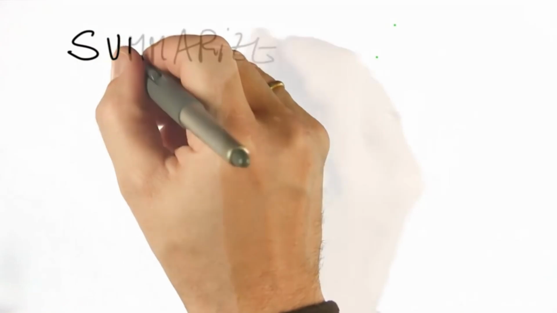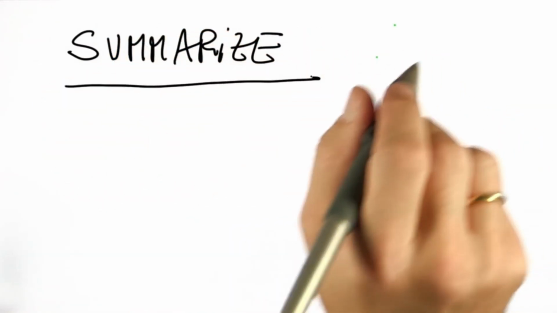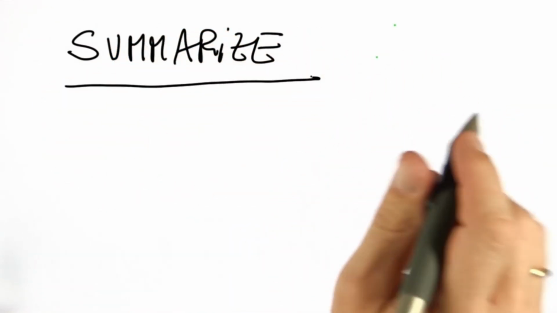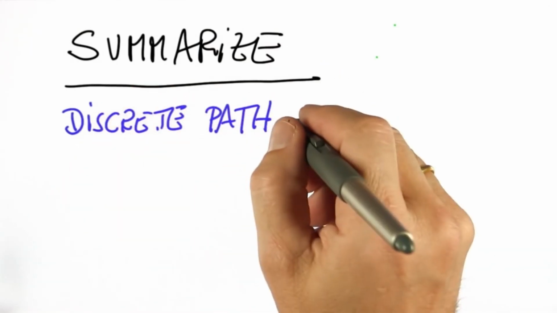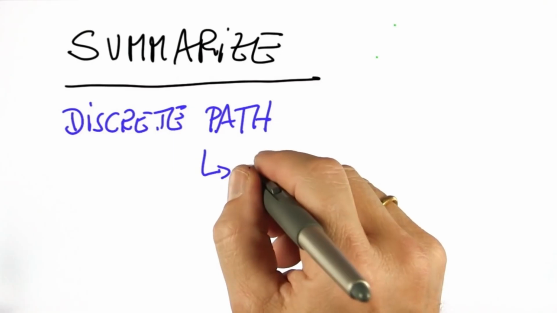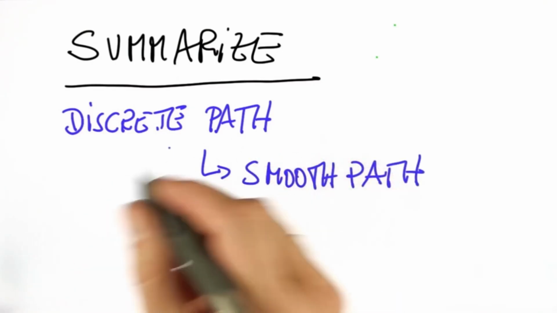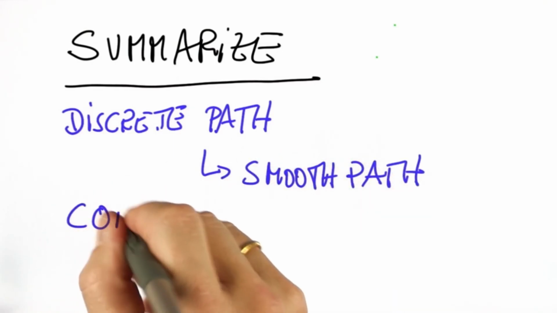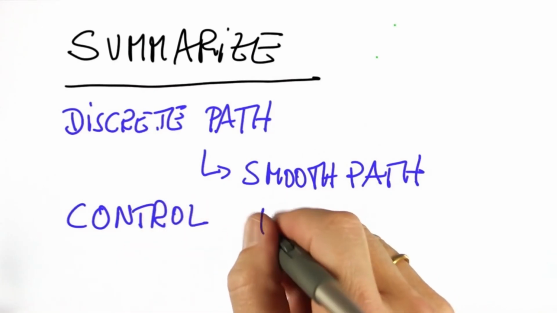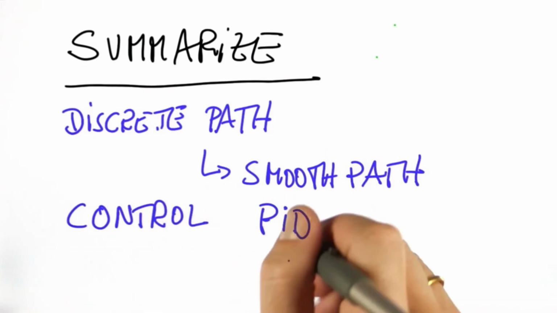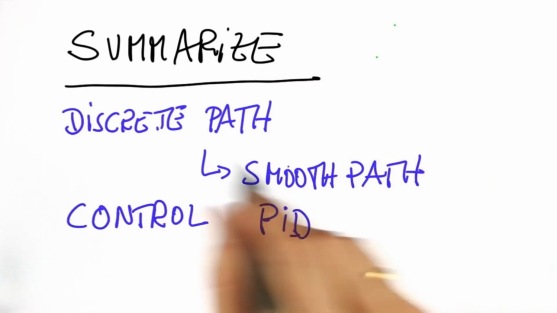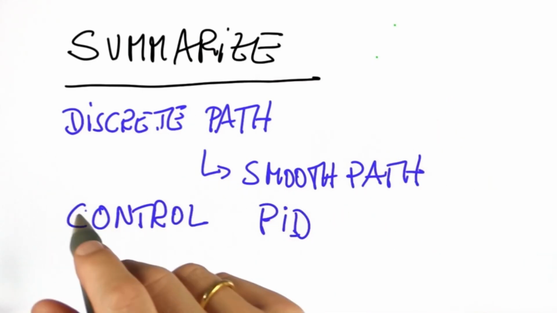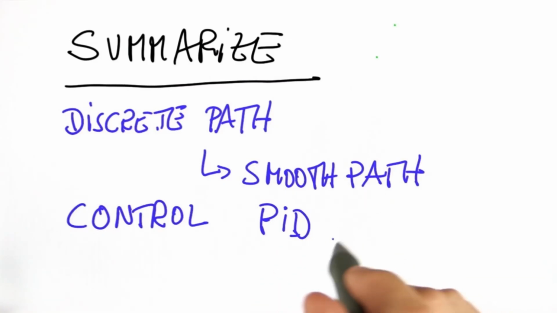Let me summarize. You learned two really important things that we use every day in robot programming, and they were somewhat complementary. First, we talked about smoothing, which took a discrete path and turned it into a continuous smooth path. And then we learned about how the robot can follow this smooth path using a control mechanism called PID. With this, you can actually implement quite a bit of robotics. No matter what robot you have, apply a planner, apply a smoother, apply a controller, and it'll do just fine.